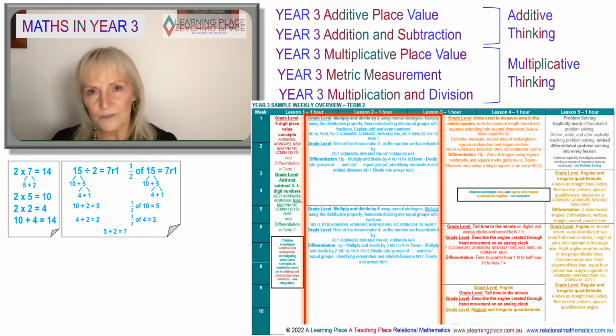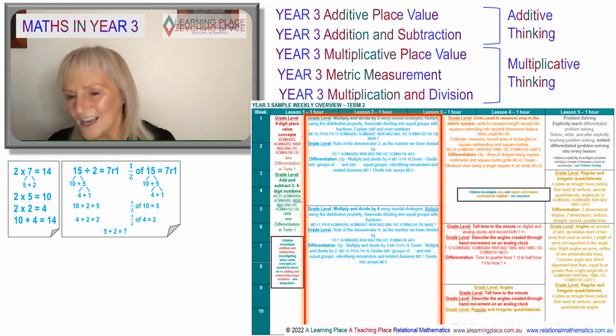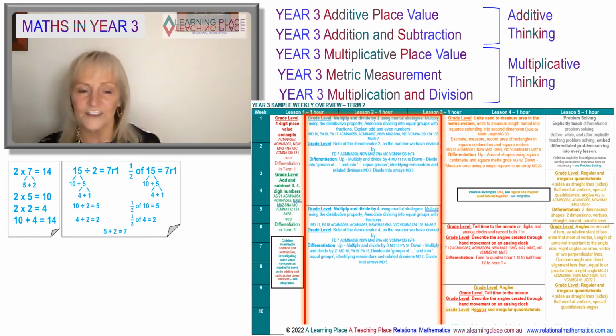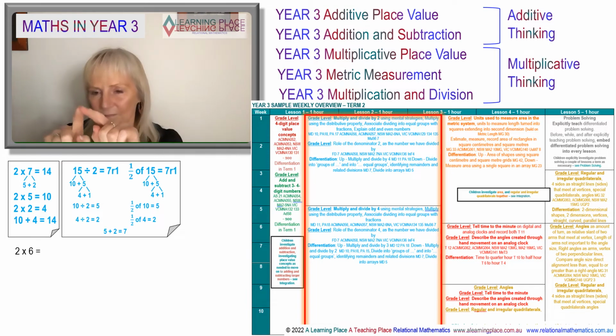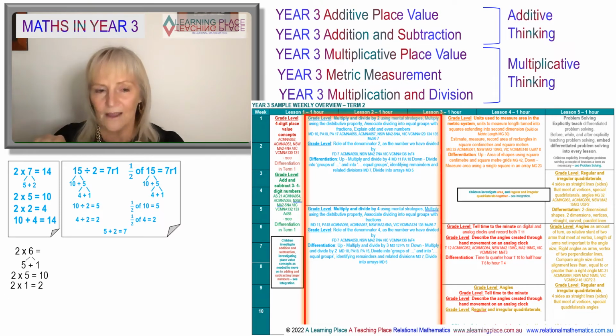So what we want them to do is use the distributive property. You've heard of the area model and that kind of stuff. That's the distributive property. The distributive property just means, say I don't know what 2 times 6 is, but I do know what 2 times 5 is. I can partition the 6 into 5 and 1 and say 2 times 5 is 10 and 2 times 1 is 2, add them together and I get 12.